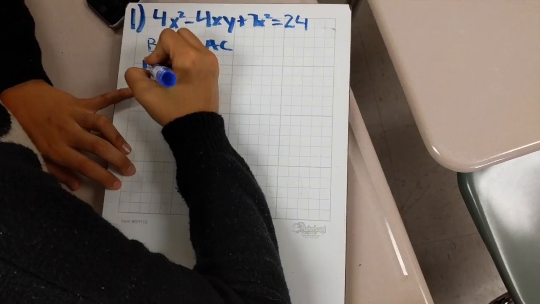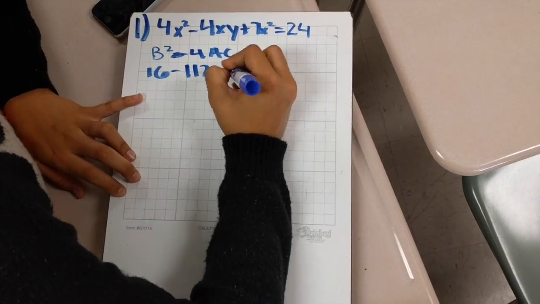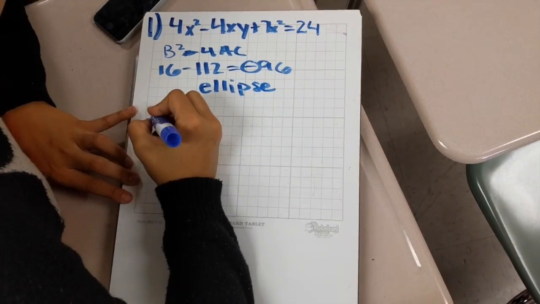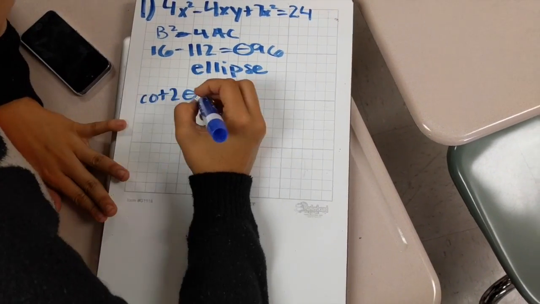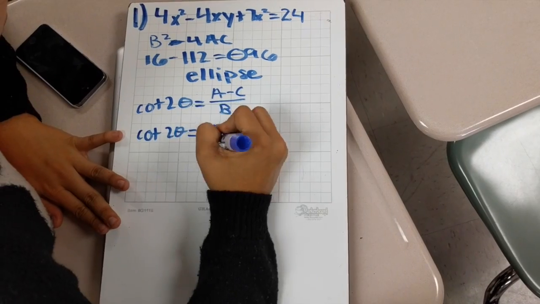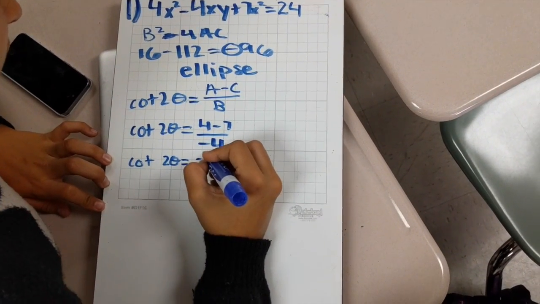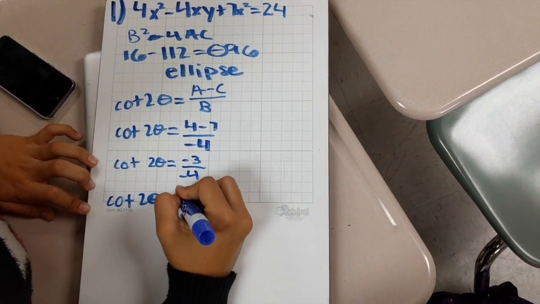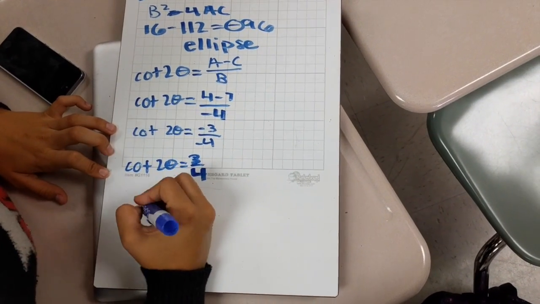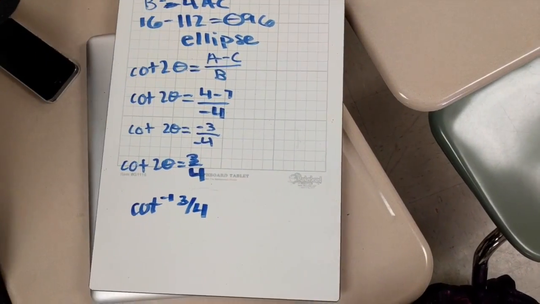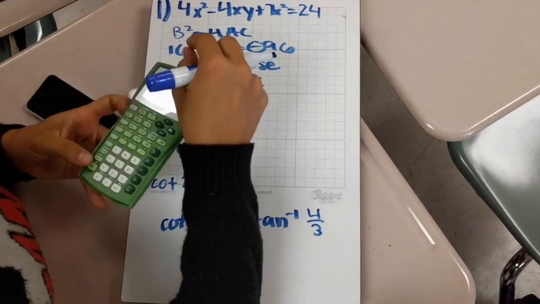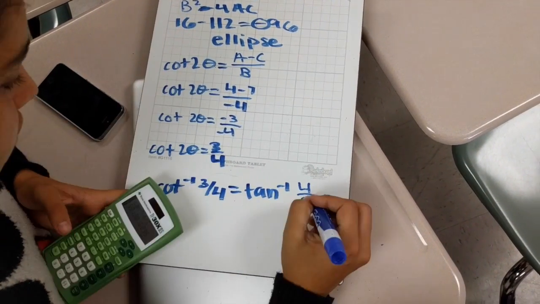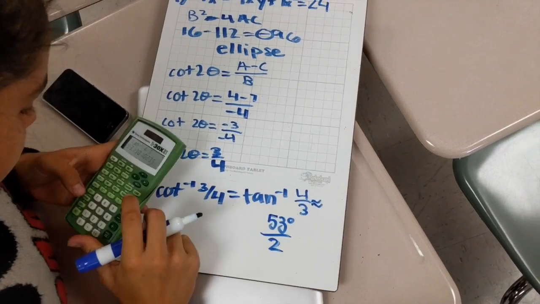the standard form and then find the b term, the a term, and the c term, and use the equation b squared minus 4ac. If the result you get is negative, then it is an ellipse. If it's positive, it's a hyperbola, and if you get 0, it's a parabola. Then you have to find the degree of rotation, and to find that, the equation is cotangent of 2 theta equals a minus c all over b.